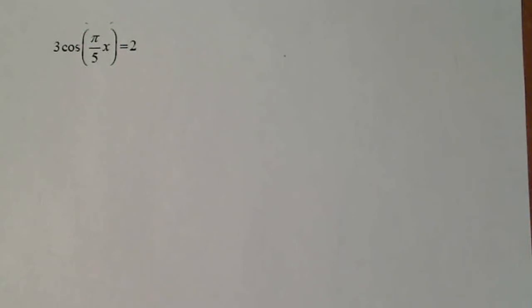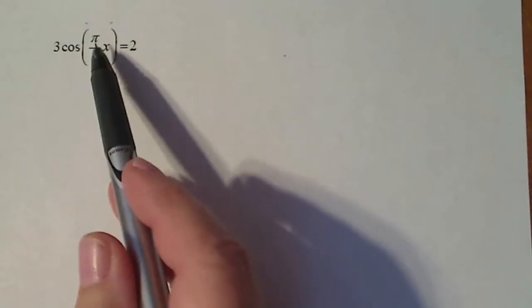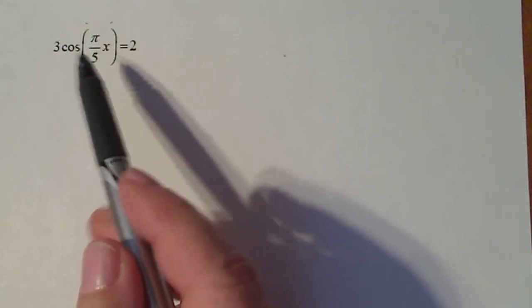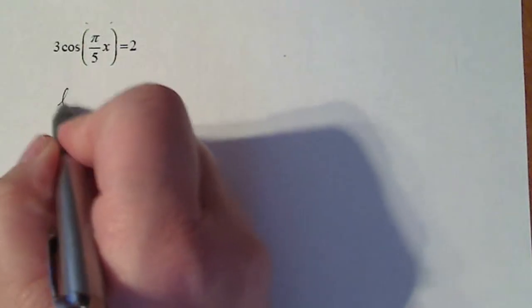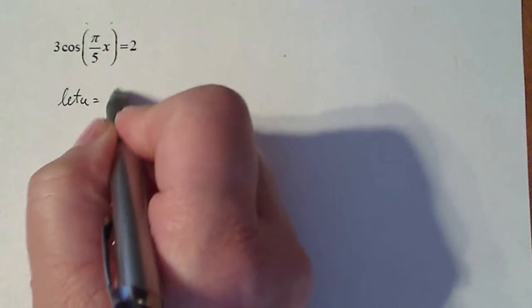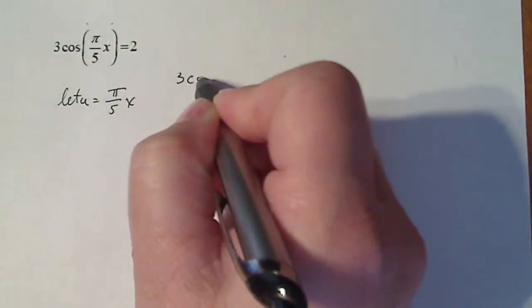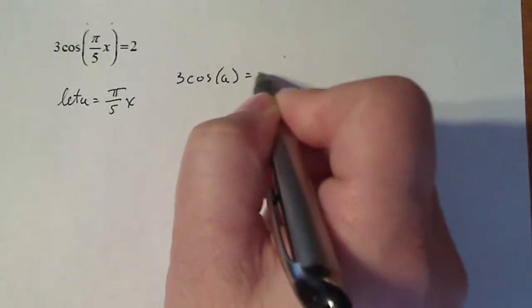Here's a trig equation that we're going to solve. 3 cosine pi over 5x equals 2. Now every time I solve a trig equation where the coefficient in front of the angle variable is not 1, I do a substitution. I let u equal pi over 5x, and I solve the equation that corresponds. 3 cosine u equals 2.